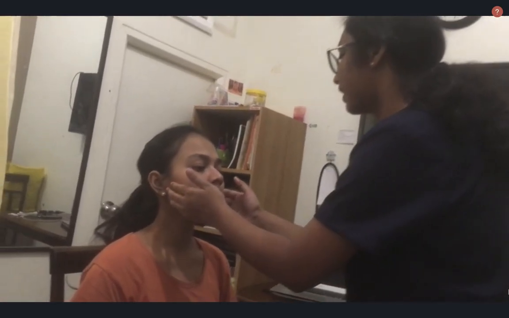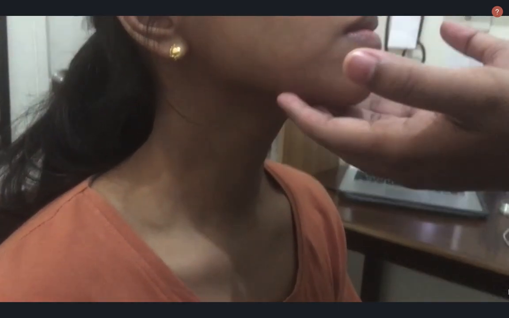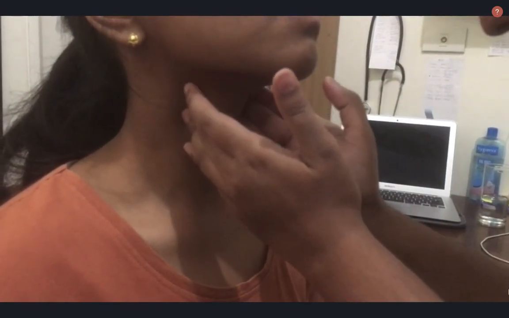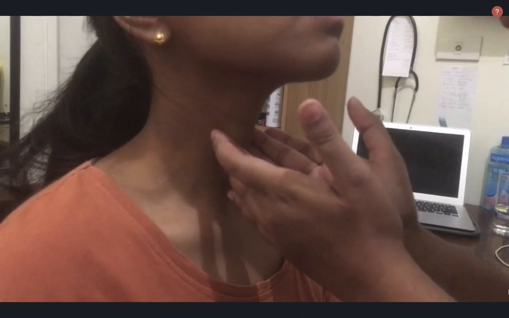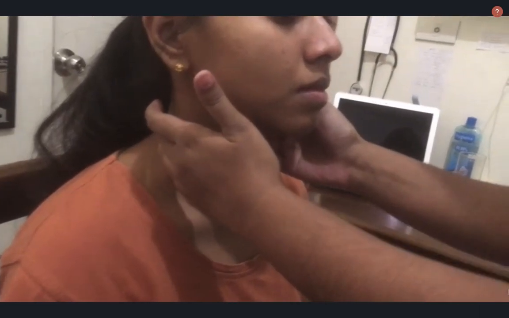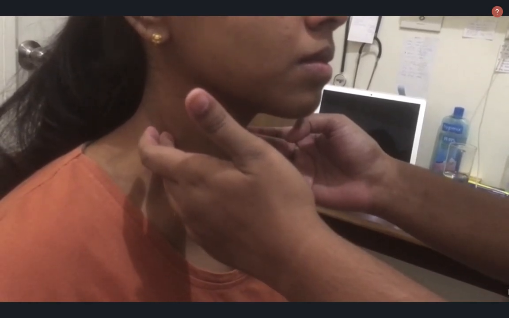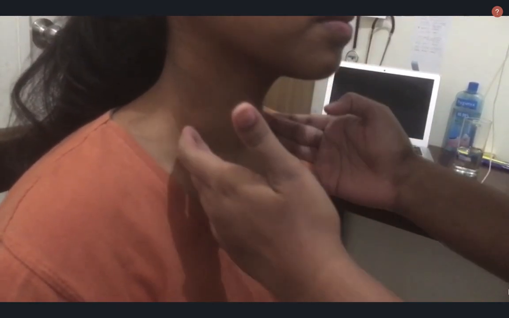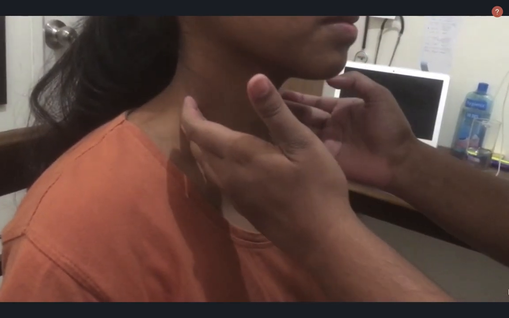Now, feel for the preauricular, periauricular, and occipital, then tonsillar, submandibular, submental, superficial cervical, and deep cervical lymph nodes. Now palpate the posterior cervical chain along the anterior edge of the trapezius muscle and the posterior edge of the sternocleidomastoid muscle. From here, like this, follow the path of the lymph nodes.